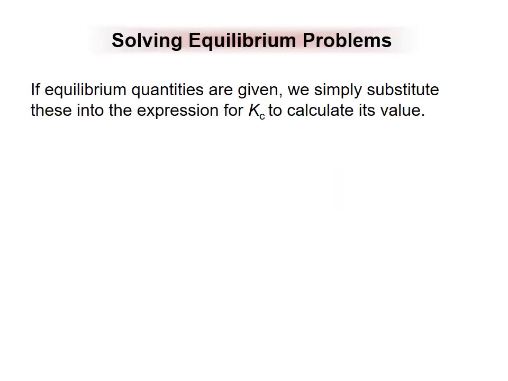Chapter 17, Equilibrium, the extent of chemical reactions. One important goal in this chapter is to develop the skills to solve equilibrium problems. If equilibrium quantities are given, we simply substitute them into the expression for K and calculate its value.